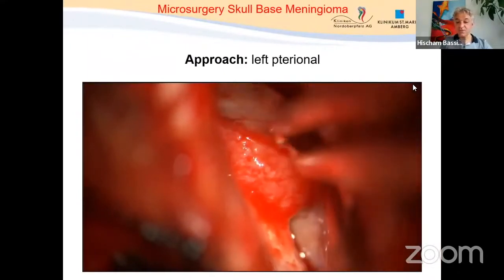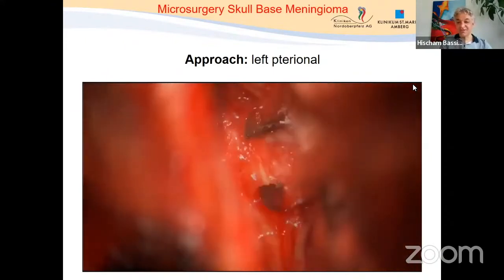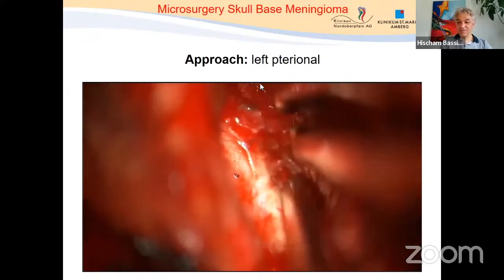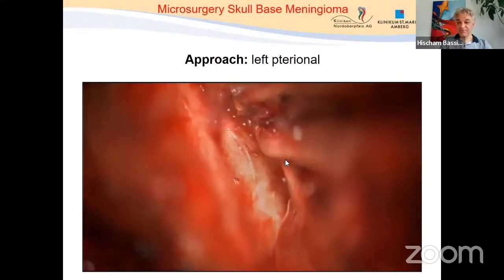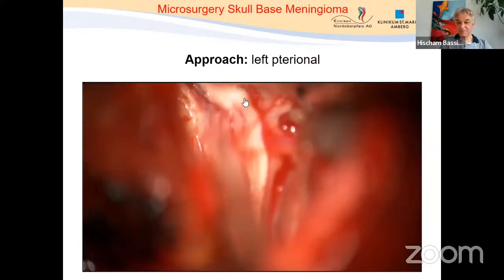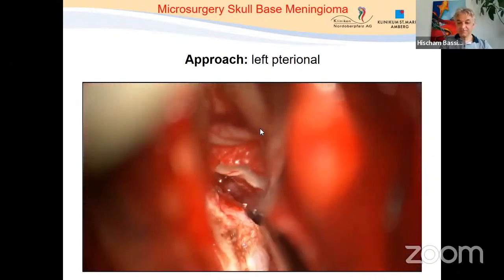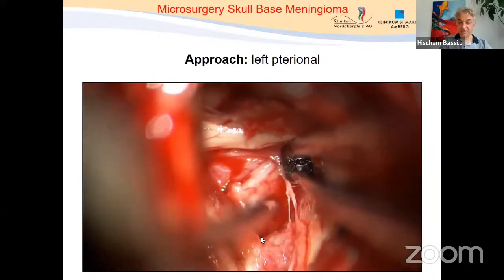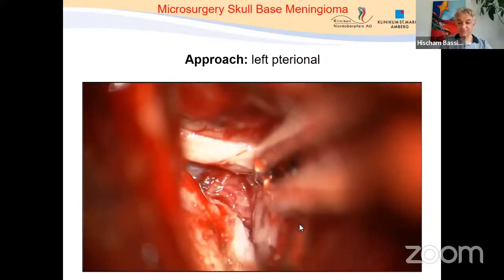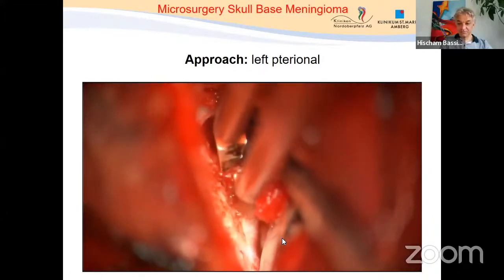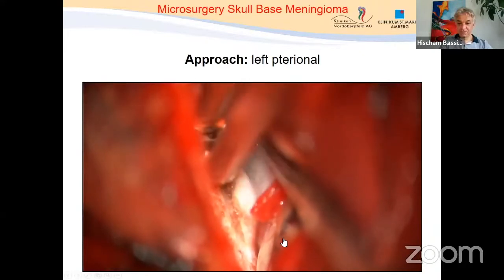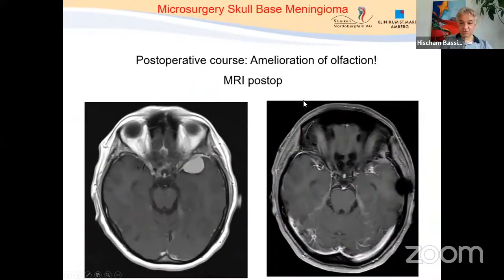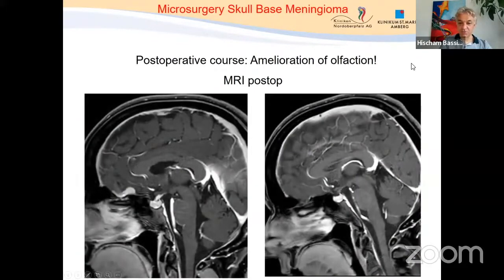So in this case, of course, I used a pterional approach, mainly focusing on the sphenoid ring meningioma, but also removing this olfactory groove meningioma, which I show here. So this is the olfactory nerve. And this is tumor beneath the olfactory nerve and the gyrus rectus. And devascularization of the frontal base for this tumor. So this is the postoperative MRI showing complete removal of both tumors.